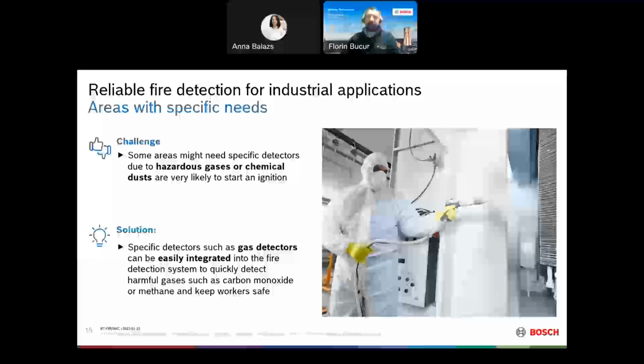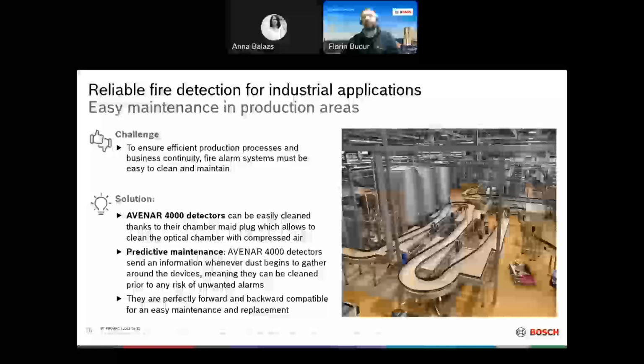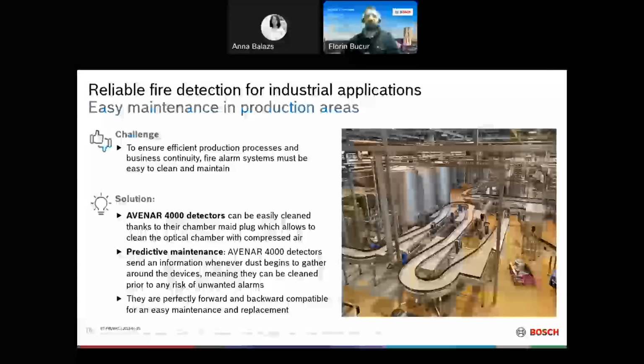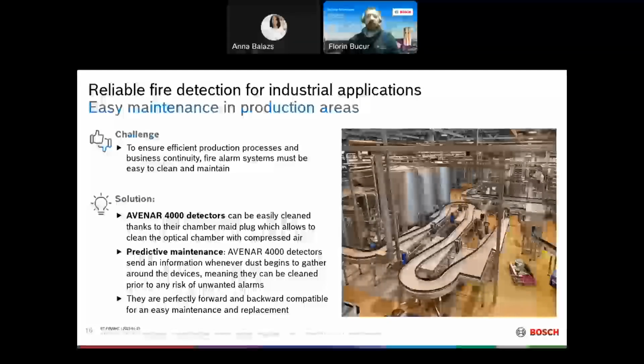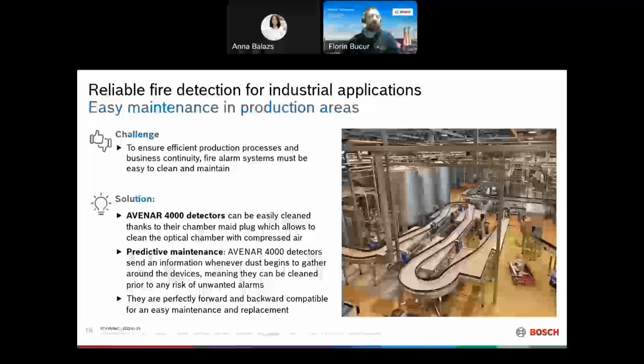And next on, I will talk a little bit not about specific applications, but specific needs that we have in the industrial area. One of them is to have easy maintenance. That usually means ensuring that the interruption in the production processes is minimal. And for that, we have some features of our products.